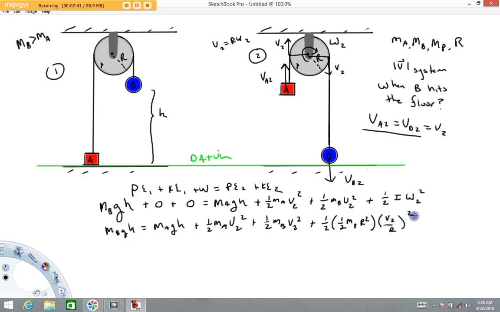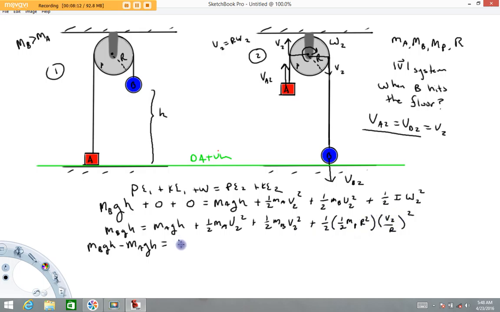And that's being squared. So, in a lot of problems the mass divides out. Here it doesn't, because these are different masses. We've got mass A, mass B, and the mass of the pulley. But I do think what I'll do is start shifting terms over. So this term probably should go to the left. So we're going to have M sub B gh minus M sub A gh equals, all right, now V2 squared, V2 squared, V2 squared.